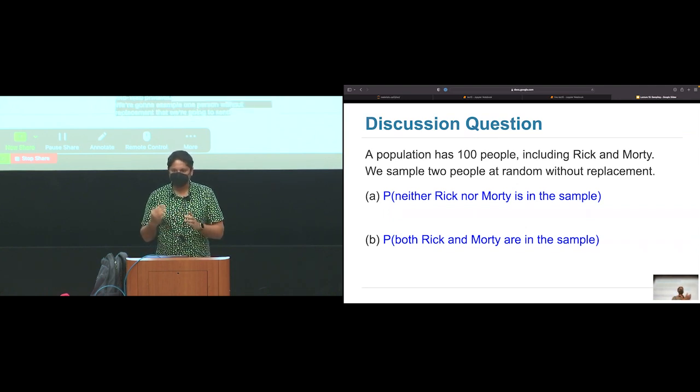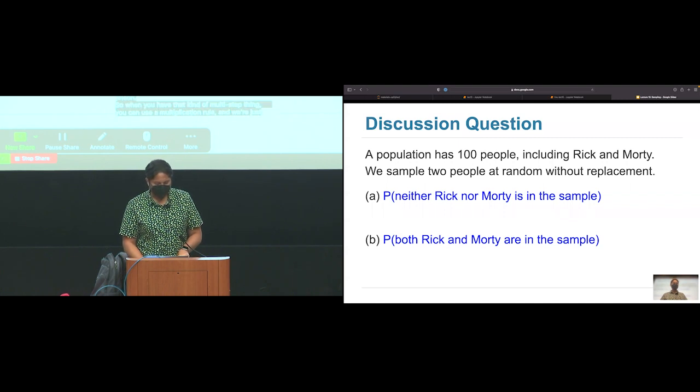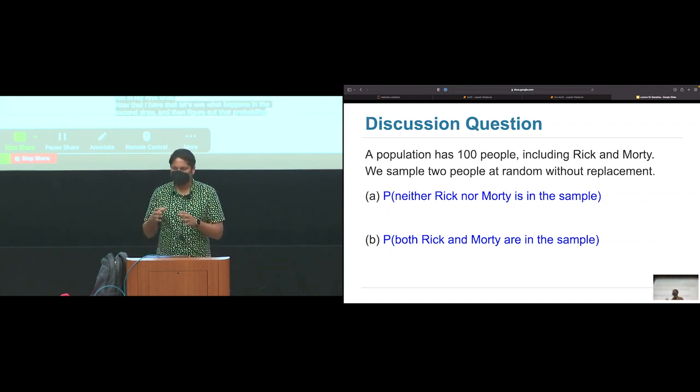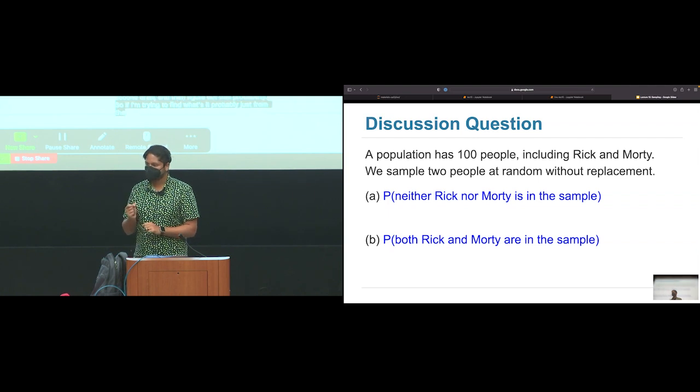So when you have that kind of multi-step thing, you can use the multiplication rule and it works really well. In this case, what you can do is say, okay, what's the probability that in my first draw, both Rick and Morty are not in my first draw? Now that I have that, let's see what happens in the second draw and then figure out that probability. So if I'm trying to find just from the first draw the probability that I don't have Rick and Morty in the sample, what would that probability be?